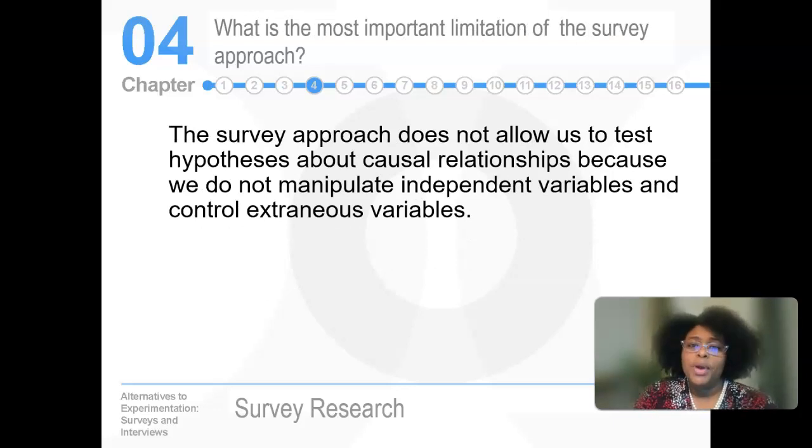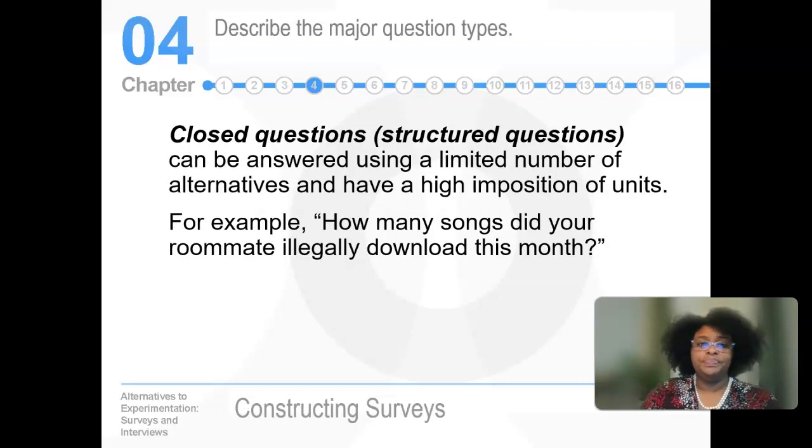The survey approach does not allow us to necessarily test hypotheses about causal relationships because we do not manipulate independent variables and control extraneous variables when we are conducting a survey. But it can provide some insight into particular factors that could be important to highlight some of the challenges or factors or behaviors that are part of your research question.